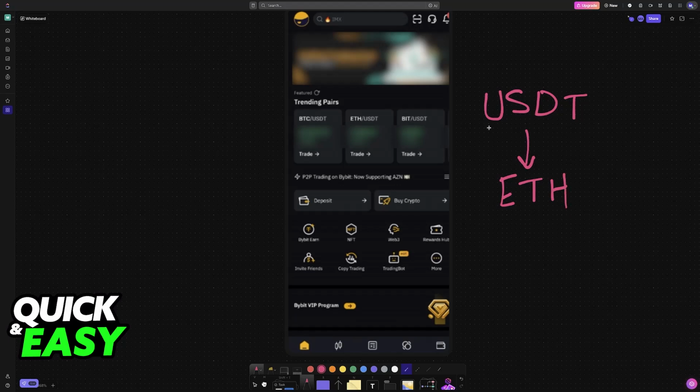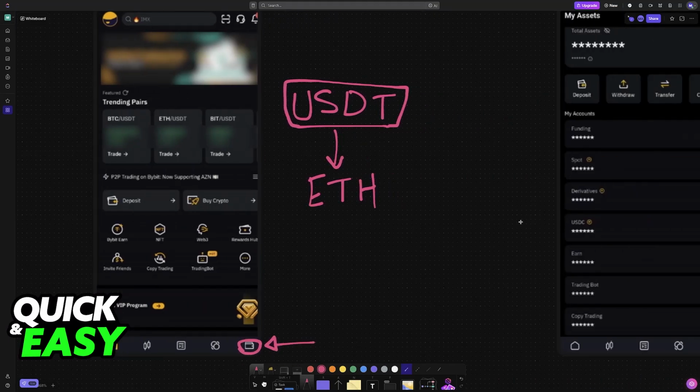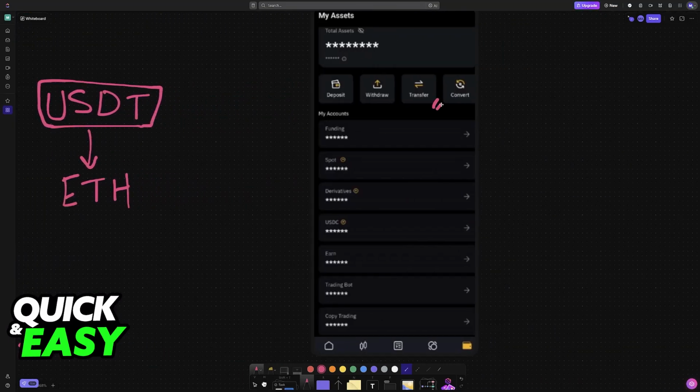So to start, you will need to transfer where your USDT are located. To do this, go over to your assets, so tap the icon at the bottom right corner of the screen, and in here, choose the option to transfer. This will allow you to transfer your USDT to a different kind of wallet.